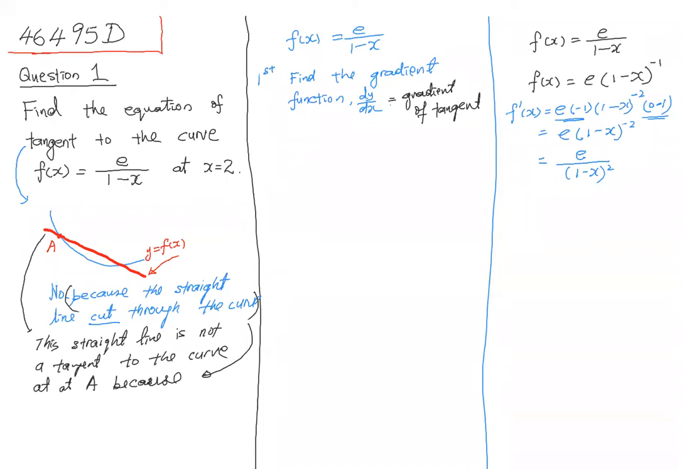So you are done with the first step. Anytime you want to find the equation of tangent to a curve, first thing, you must get the gradient function first. Then the second part. So what should I do? Find the gradient at the given x. Singran, what is the second step? Sub 2 into the gradient function and get the tangent.